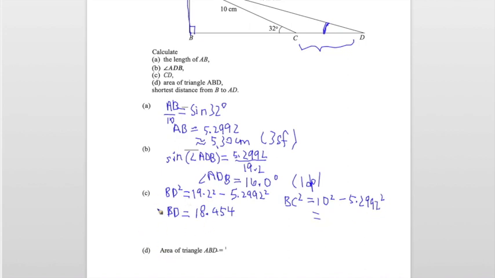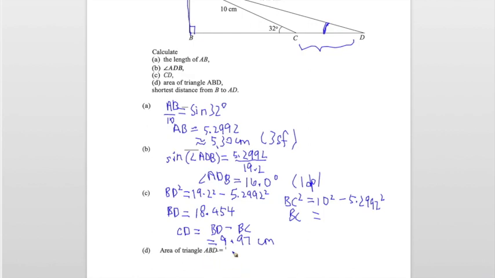Right, so once we have found that, then the length of CD is actually 18 BD minus BC, which gives us 9.97 cm, to 3 significant figures.